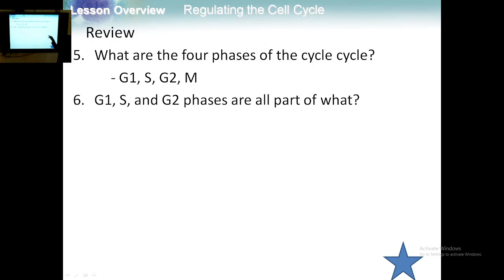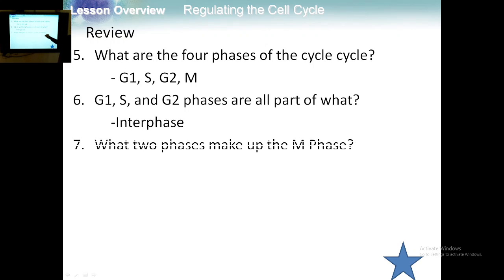G1, S, G2 phases are part of interphase, that's correct. And what two phases make up the M phase? The M phase is made up of mitosis and cytokinesis. And again, mitosis is the division of the nucleus, while cytokinesis is the division of the cytoplasm.